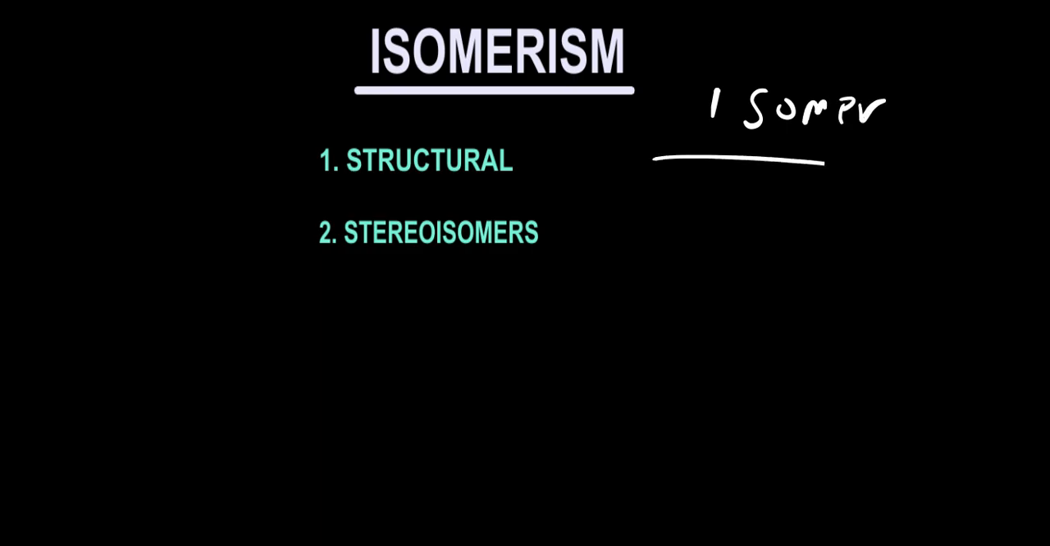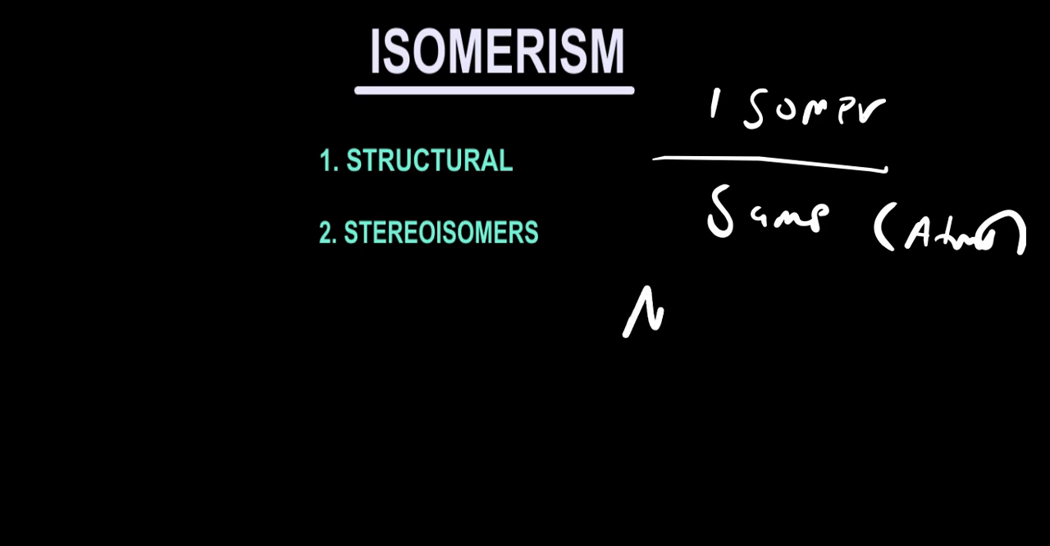Now, what is an isomer? An isomer is a molecule with the same atoms but arranged differently. So the atoms will be the same, but the molecules themselves will be arranged differently. That is called an isomer: same atoms but arranged differently.